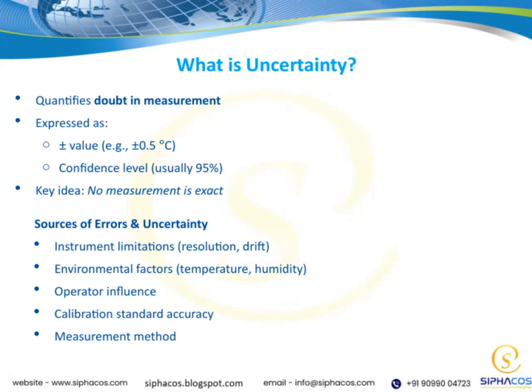When we talk about sources of errors and uncertainty in measurements, it's important to understand that there are several factors at play. First, instrument limitations such as resolution and drift can impact the accuracy of our readings. Resolution refers to how finely an instrument can measure, while drift indicates how the measurement might change over time, even without any actual change in the parameter being measured.